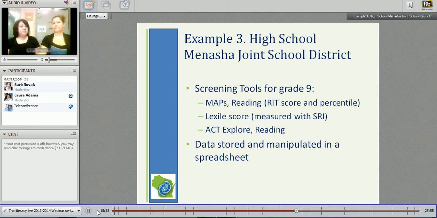So as Menasha was working to select students for a 9th grade reading intervention course, they looked at those 3 data points. Unfortunately, those 3 data points each have their own storage system. The scores for Explore were stored in one place. The scores from SRI were stored in another place. The scores from MAPs were stored in another place. So an important step in their process is figuring out how to put all that data into one place.